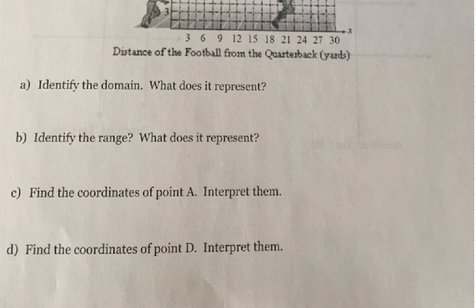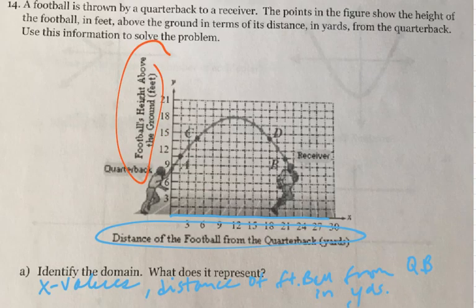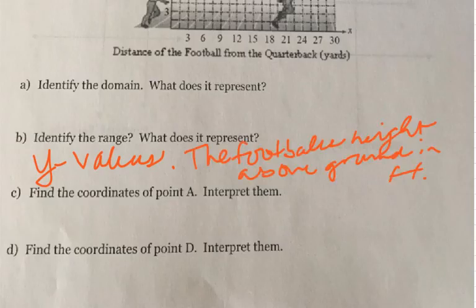What does it represent? Well, the range represents our y values. Let me write that in red. That's our y values. What does it represent? Well, let's look back at the graph. It tells us the football's height above the ground in feet. When we look at the next question, we're finding the coordinates of point A and then interpreting them.